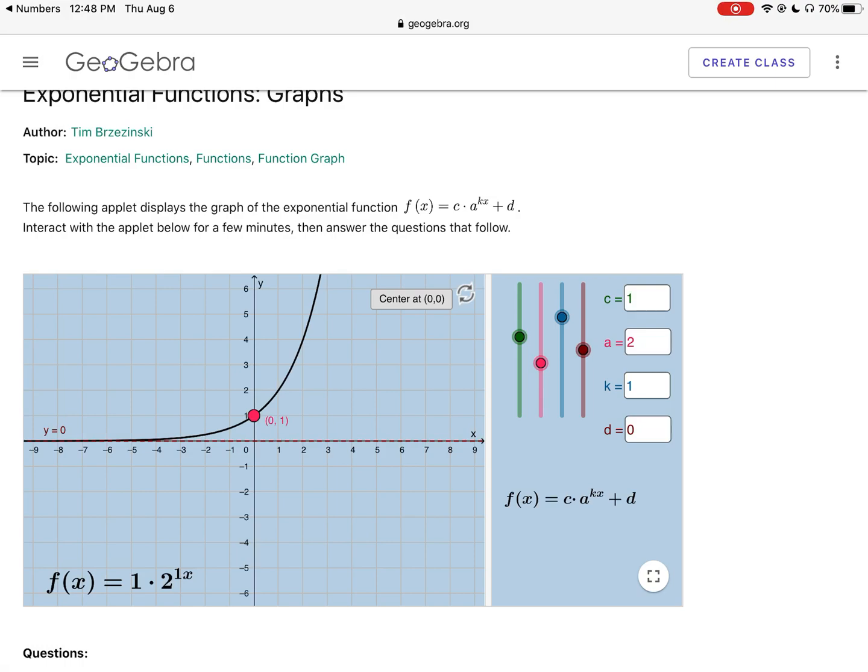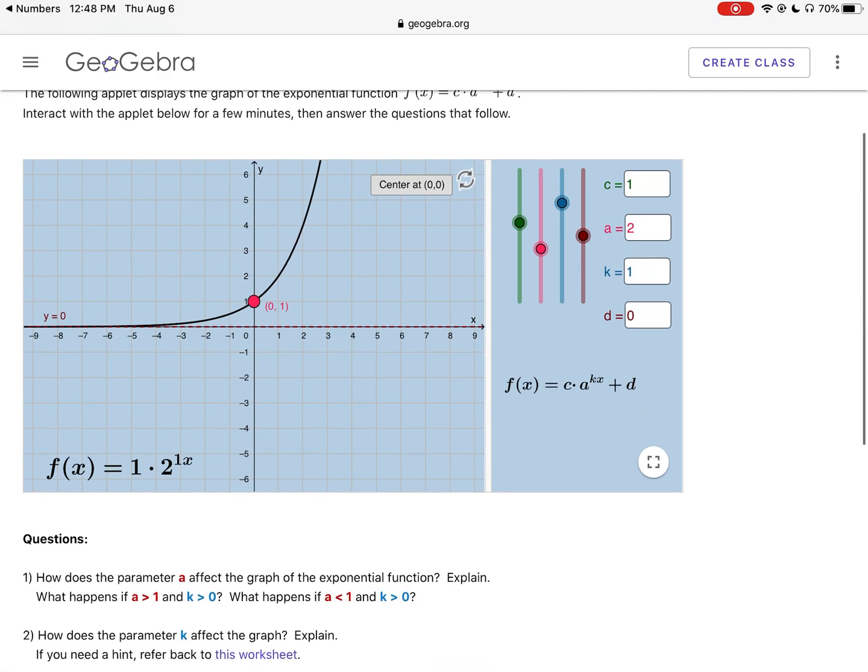Also notice this curve has a y-intercept at 1, and it's increasing right now, meaning as you move from left to right on the curve, your curve is heading upward. Your y values are continuing to increase. Below the applet, I have some questions here.